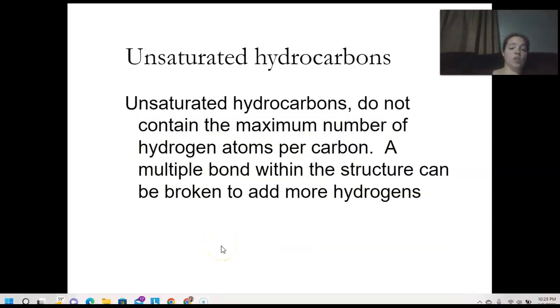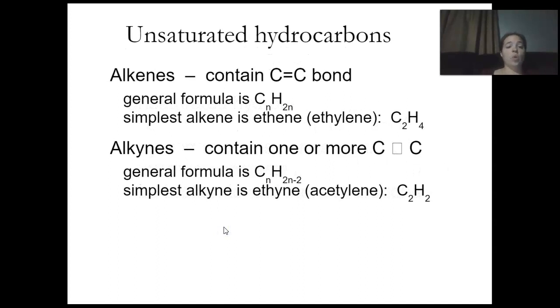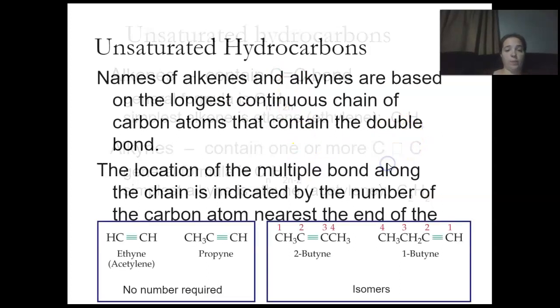So unsaturated hydrocarbons. Unsaturated, we've been looking at saturated. Those are all single bonds. Unsaturated means they do not contain the maximum number of hydrogens per carbon. A multiple bond within the structure can be broken to add more hydrogens to it. So alkenes and alkynes are unsaturated. Alkenes have a double, alkynes have a triple. Sorry, there should be 3 lines right there.